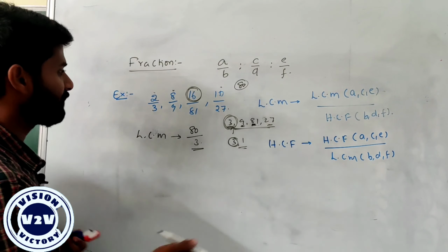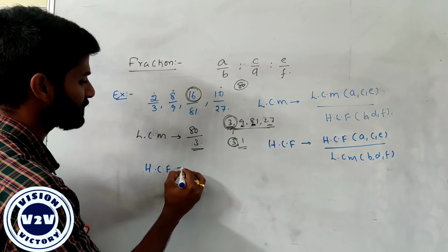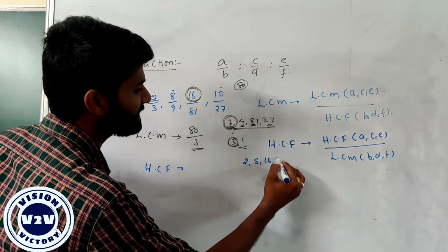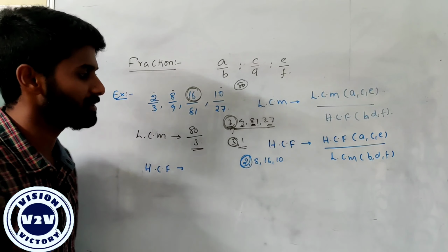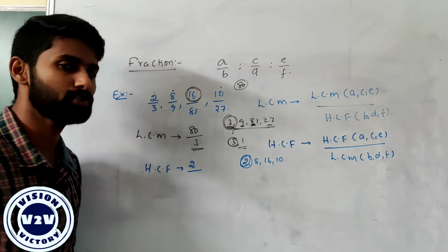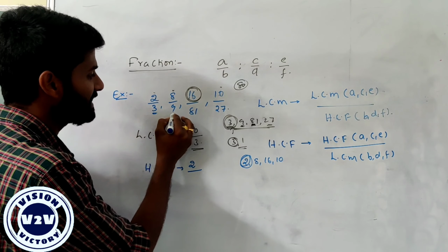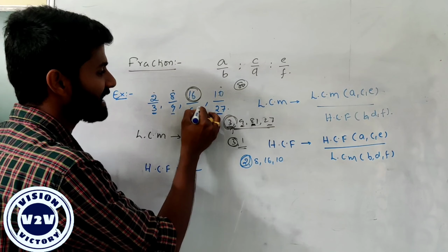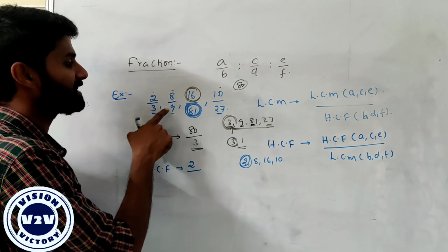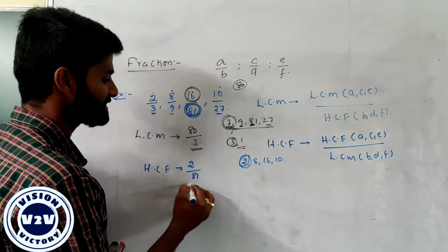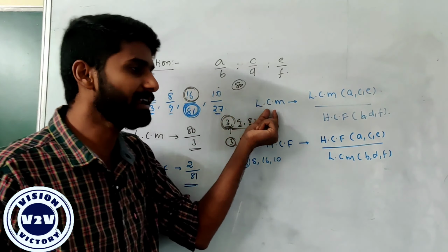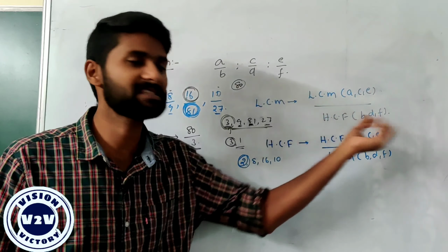In the same way, find the HCF. Focus on the numerators 2, 8, 16, 10. The HCF is decided by the lowest number, and 2 exactly divides all these numbers. That's why the HCF of the numerators is 2. For the LCM of 3, 9, 81, 27, the highest number decides the LCM. 81 is the common multiple of 3, 9, 81 and 27. Then the answer is 2 by 81. If fractions are given, the LCM is the LCM of the numerators by the HCF of the denominators.